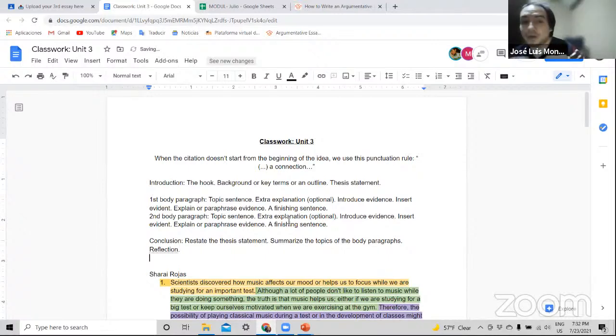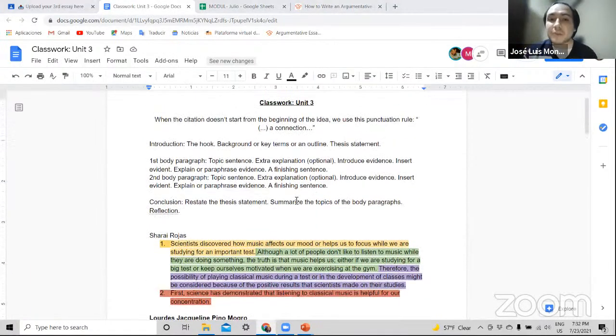Right. So we're about to finish. The last part is something you're going to do by yourselves again. If you take a look at my screen, this is everything you need for the structure. You need the introduction with first the hook, second the background or key terms or an outline, and lastly the thesis statement, right? These are the three parts that you need for your introduction.